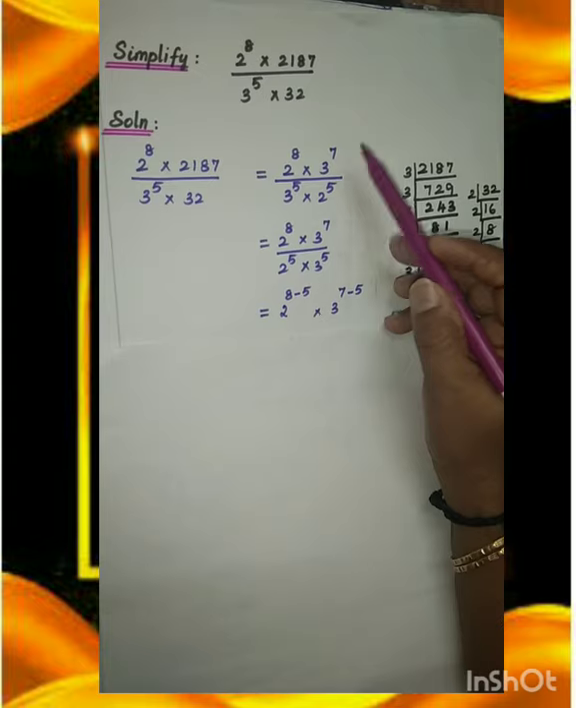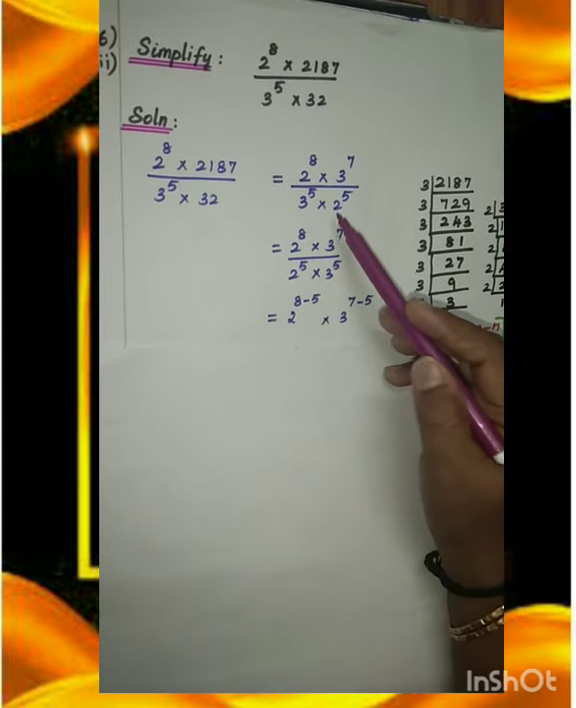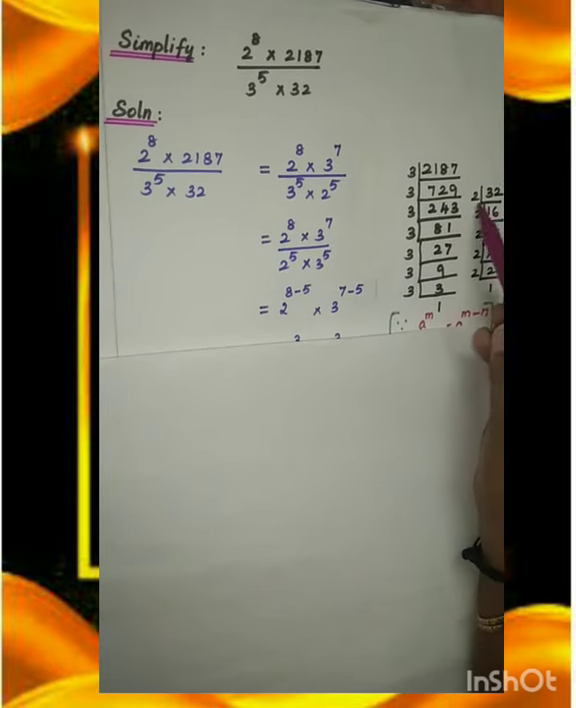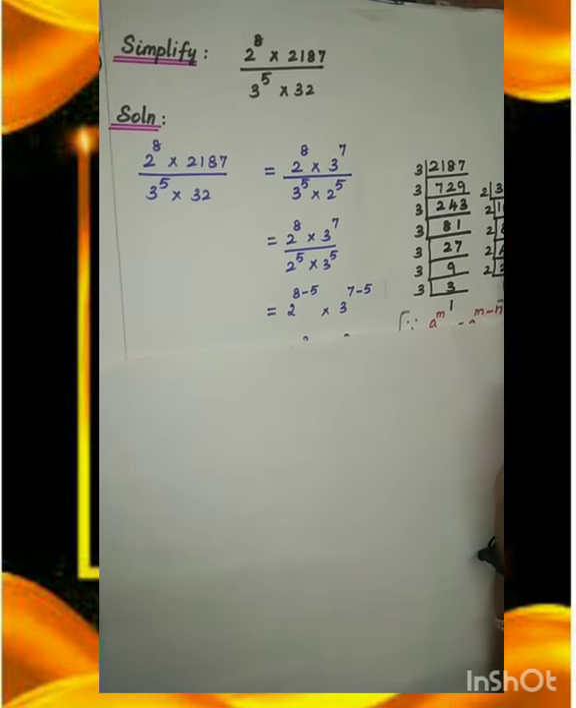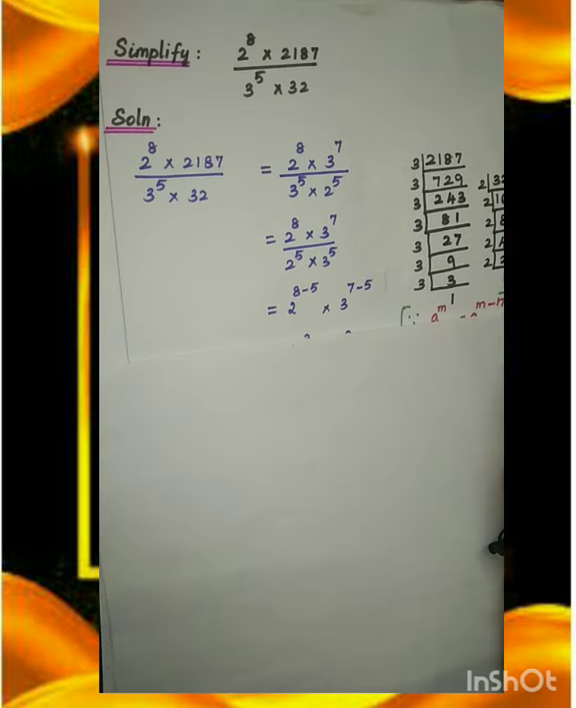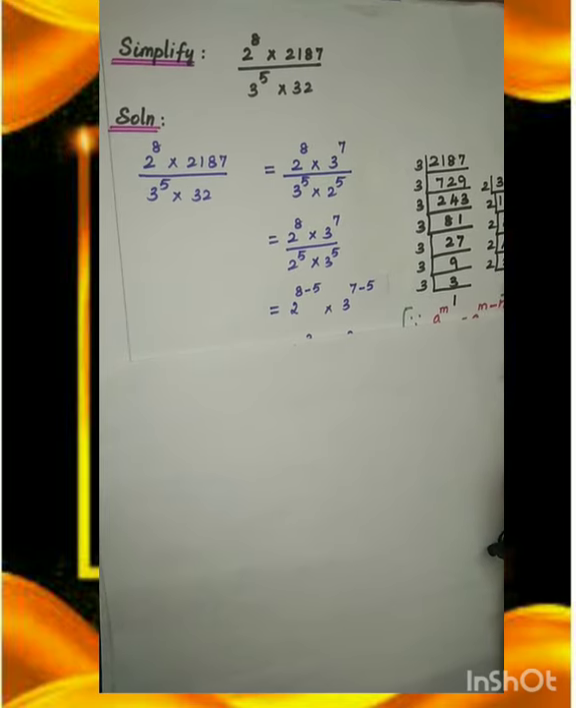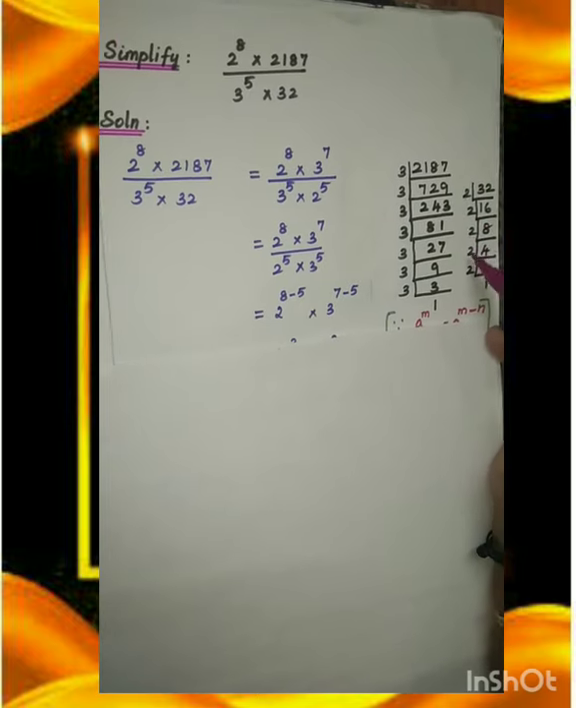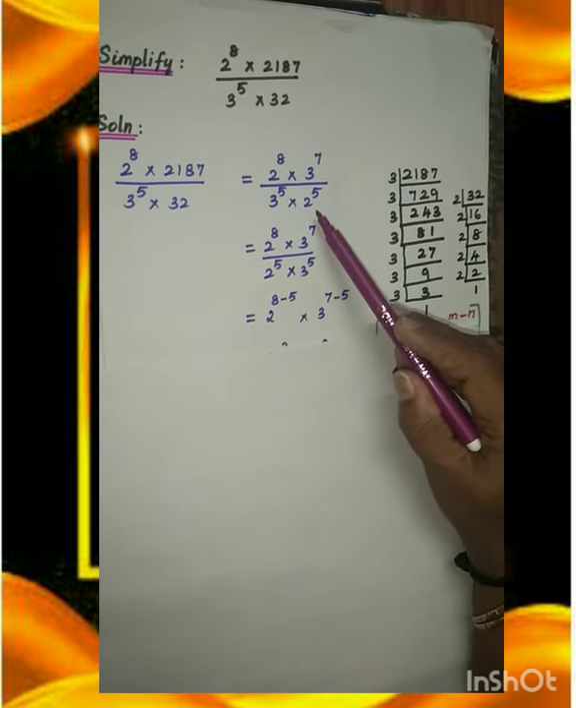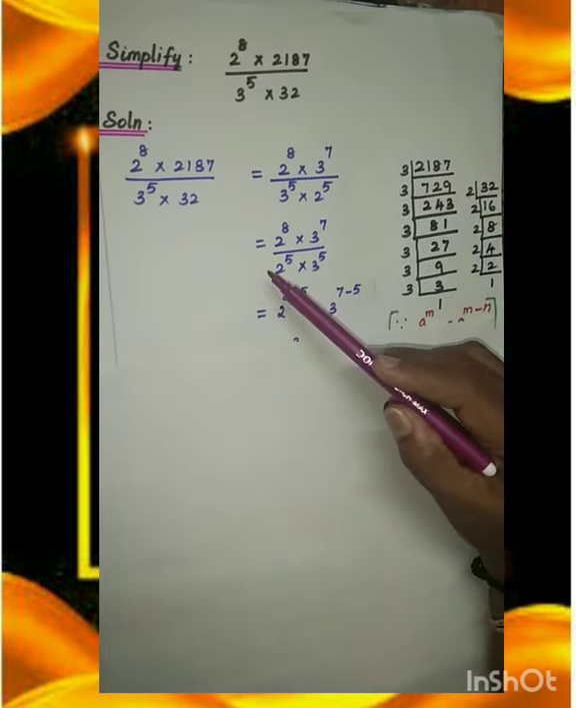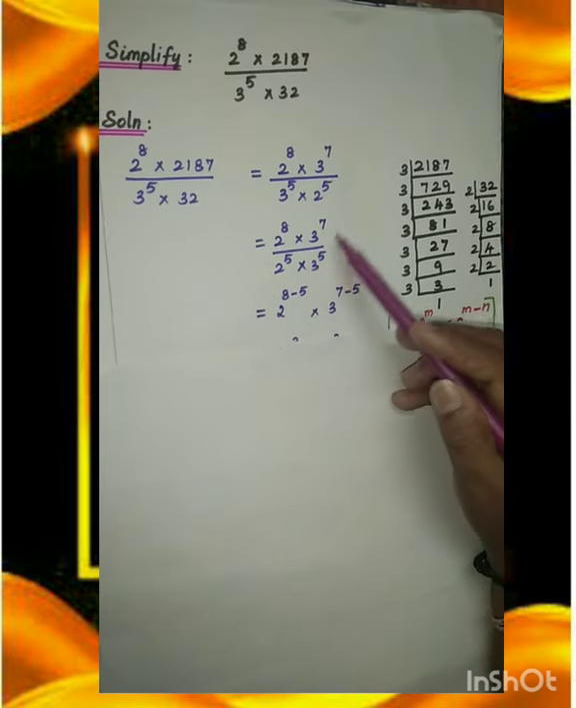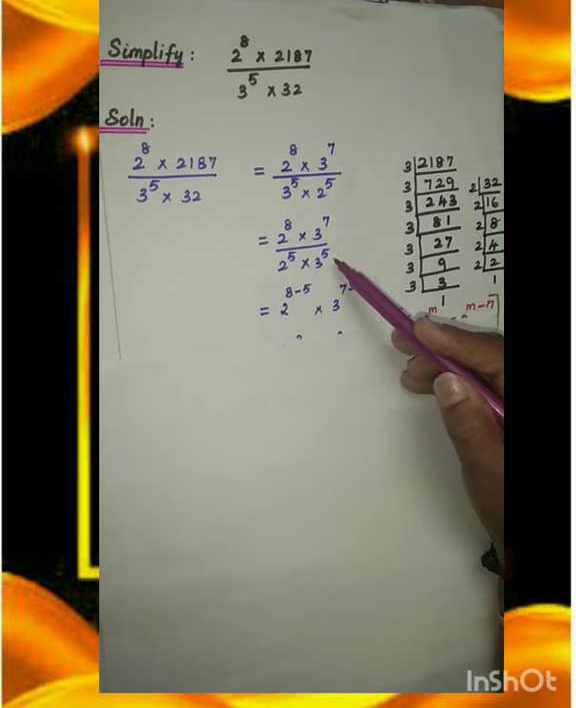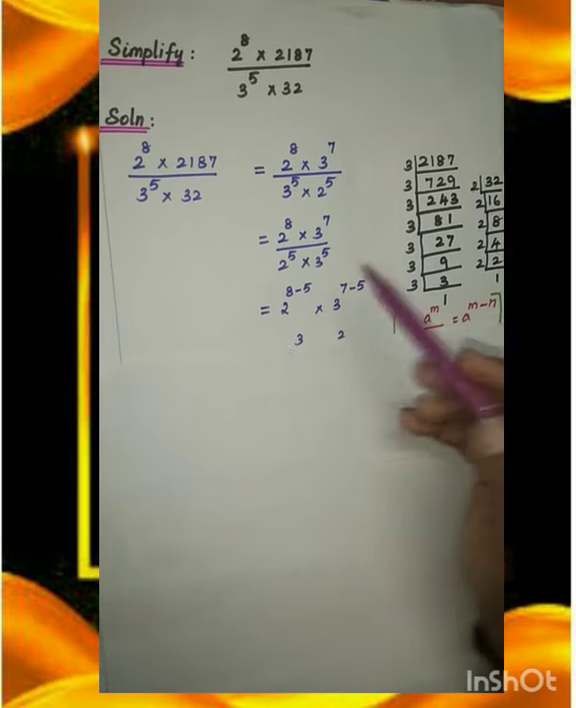So 3 power 7 divided by 3 power 5 into 32. For 32 also we have found the prime factorization. So 2 16s are 32, 2 8s are 16, 2 4s are 8, and then 2 2s are 4, and 2 1 is 2. So how many 2s are there? 1, 2, 3, 4, 5. So it can be written as 2 power 5. So this equals 2 power 8 into 3 power 7 divided by 2 power 5 into 3 power 5.